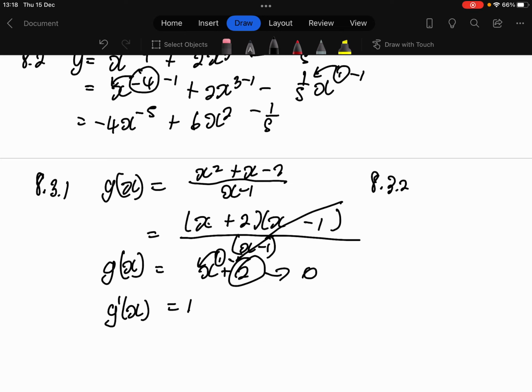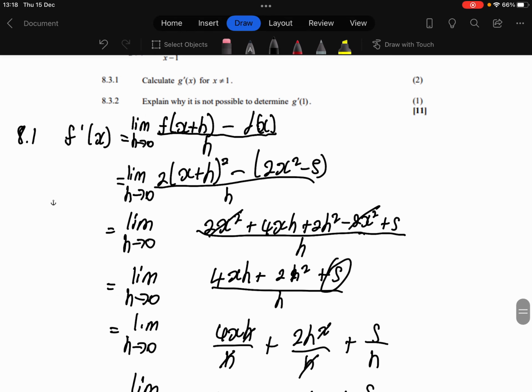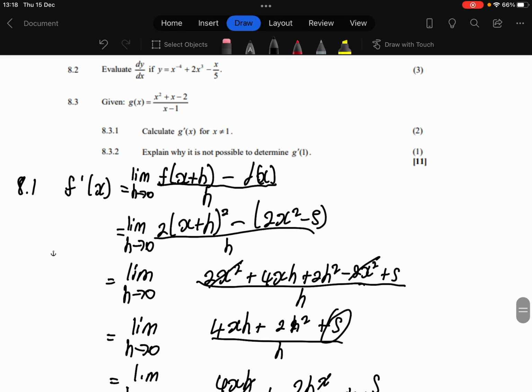8.3.2, it says, explain why it is not possible to determine the first derivative of g at 1. Okay, so basically when x is equal to 1. So they're asking, why was this restriction placed on the graph or on the equation?